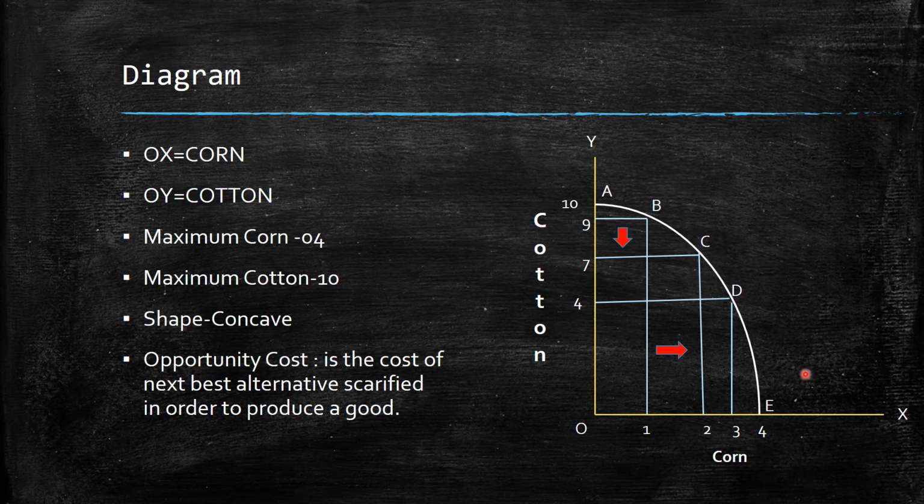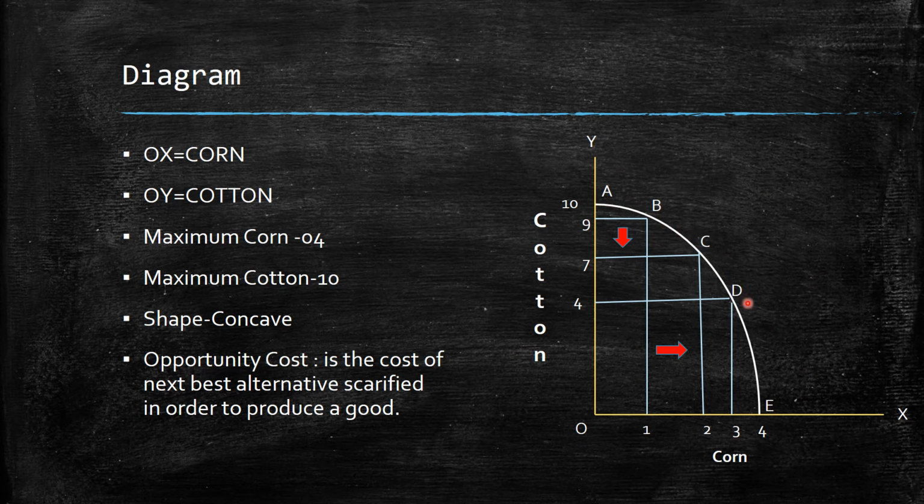So point A and point E show the two extremes where we can produce only one good, whereas points B, C, D show where we can produce both goods, but we cannot produce both goods simultaneously in larger numbers. In order to produce one good extra, we want to reduce the production of the other good. At point B, we are producing 1 unit of corn and 9 units of cotton. At point C, we increased the production of corn by reducing the production of cotton from 9 to 7. At point D, we increase the production of corn from 2 to 3 by reducing the production of cotton from 7 to 4.